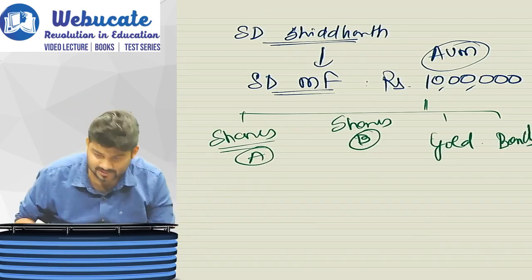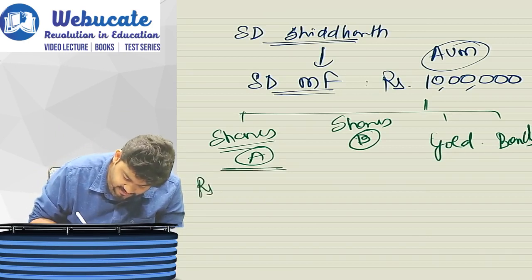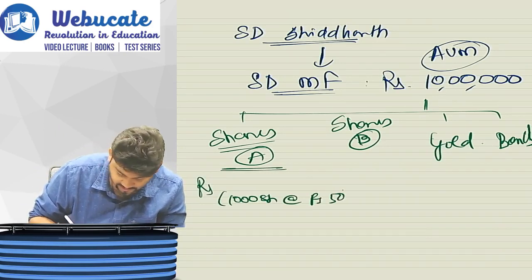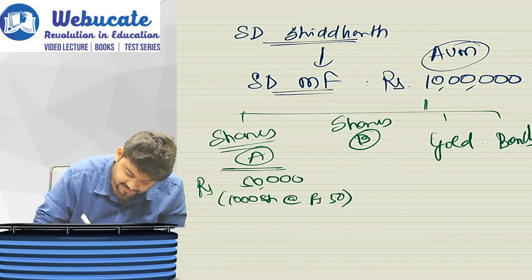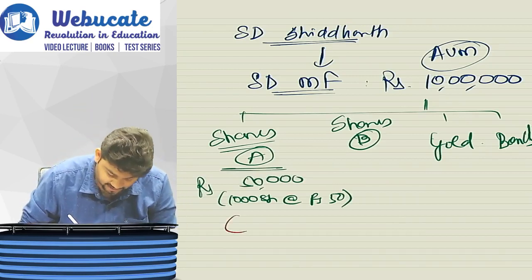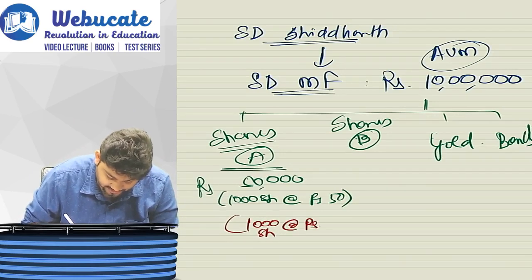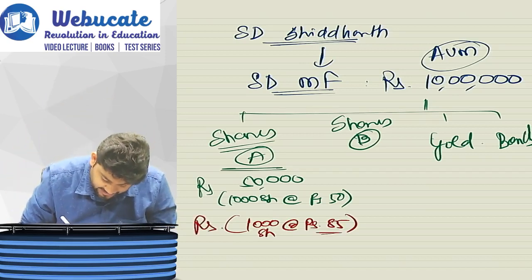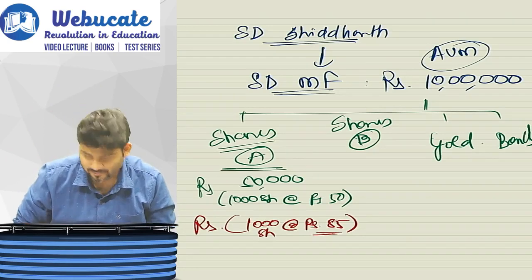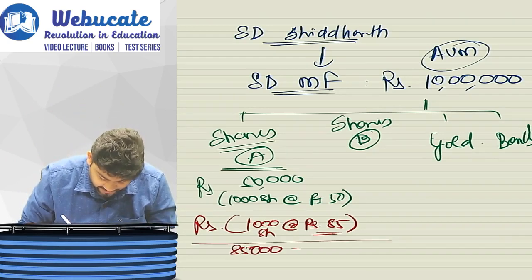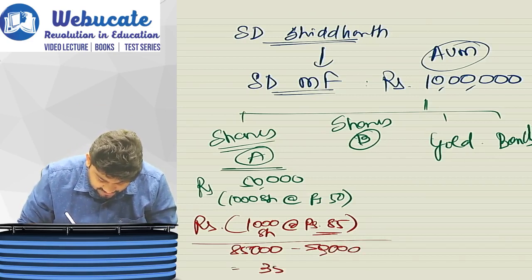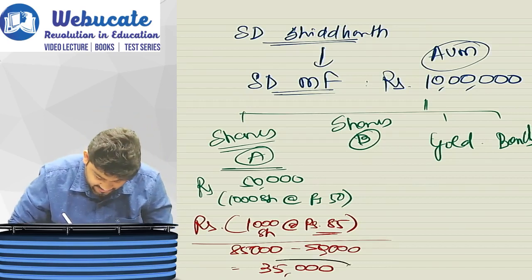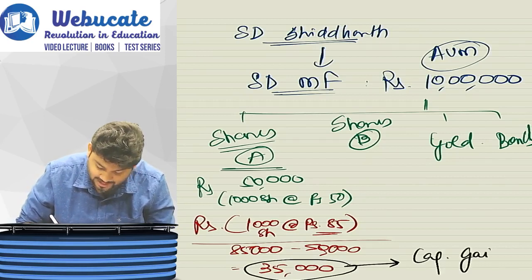Now what happens is, the share of A you have purchased, say 1000 shares at the rate of rupees 50. So can I say 50,000 rupees worth of shares you have purchased? Correct. Now the value of the shares has become 85, and that was your target. Whenever you invest in a share, you have a target. So you had thought that, okay, this is going to be my target. At 85, I will sell. So now you will sell it at 85. Your purchase price was 50,000. What is 35,000 called as? If you know a little bit of taxation, which you would have done in your inter, can I say this 35,000 is capital gain?